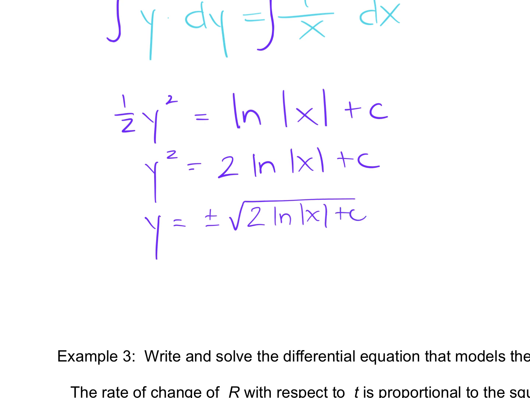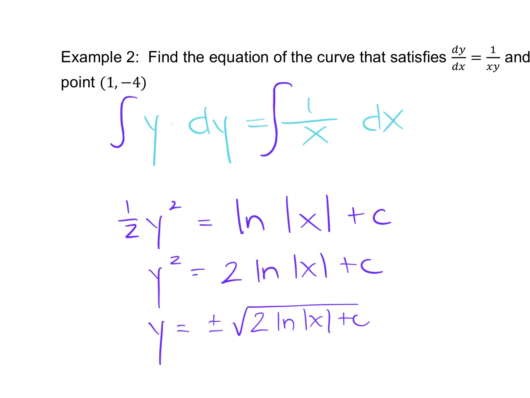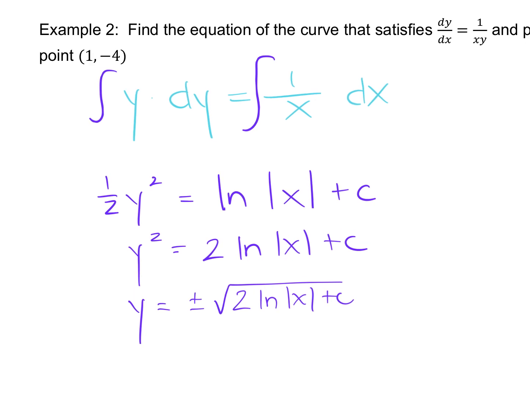So my y is going to be equal to plus or minus the square root of 2 ln x plus c. Now, we were given an initial condition to solve for c, yes? All right, so let's use it. I'm given the point (1, -4).